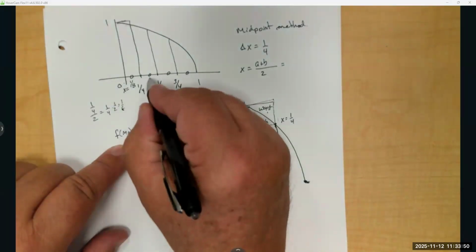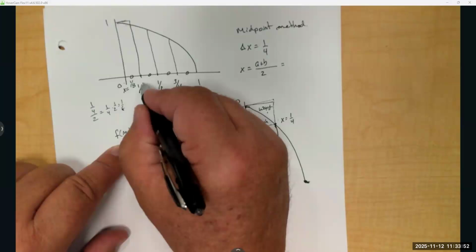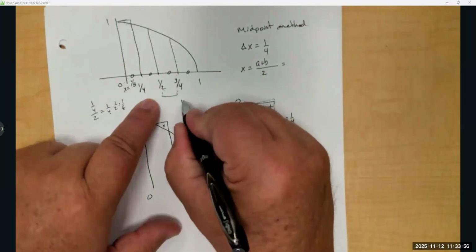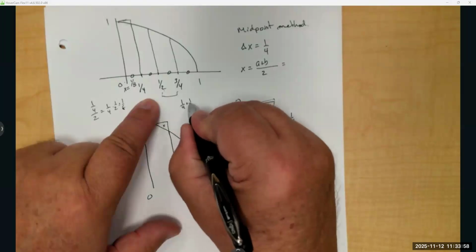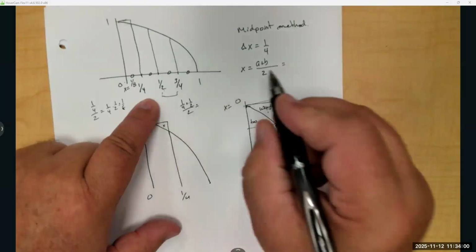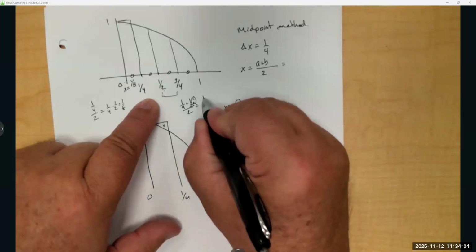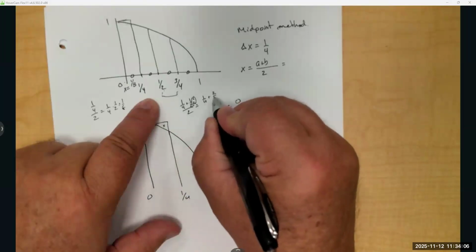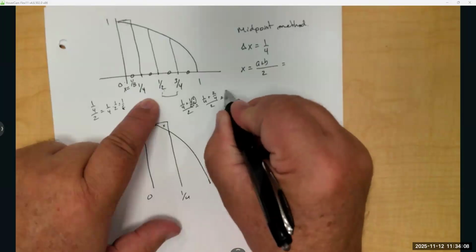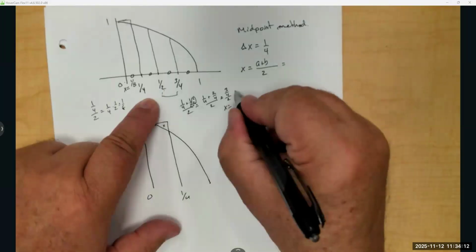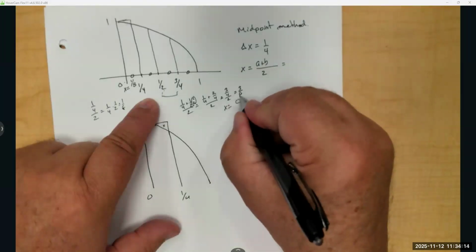Then what's my next x value? So I'd go from 1/4 plus 1/2 divided by 2. So I need 2/2 there. So it's 1/4 plus 2/4 is 3/4 divided by 2, which becomes 3/8.